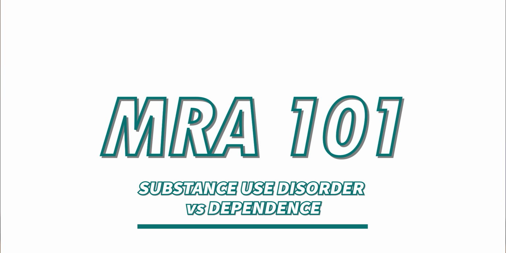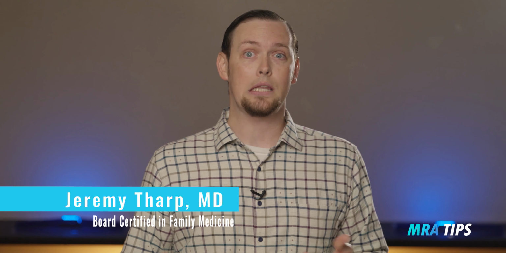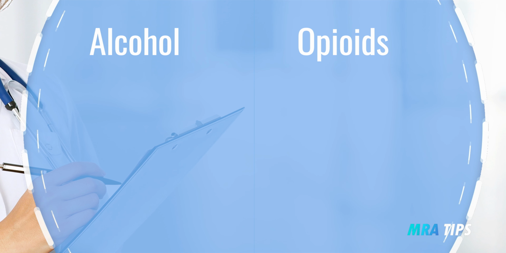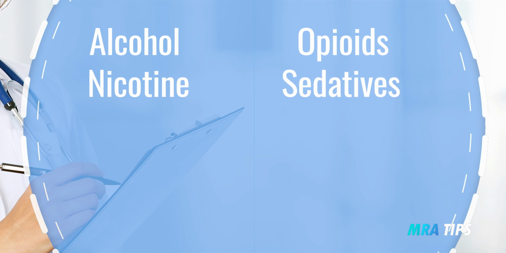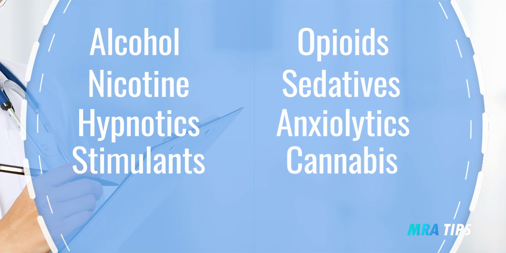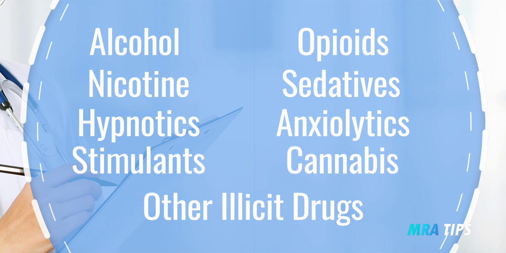Today's tip is all about substance use disorder versus dependence, which triggers HCC 54, 55, and 56. There are 11 substances that can lead to a substance use disorder, or substance dependence diagnosis. Some of these substances include alcohol, opioids, nicotine, sedatives, hypnotics, anxiolytics, stimulants, cannabis, and other illicit street drugs.